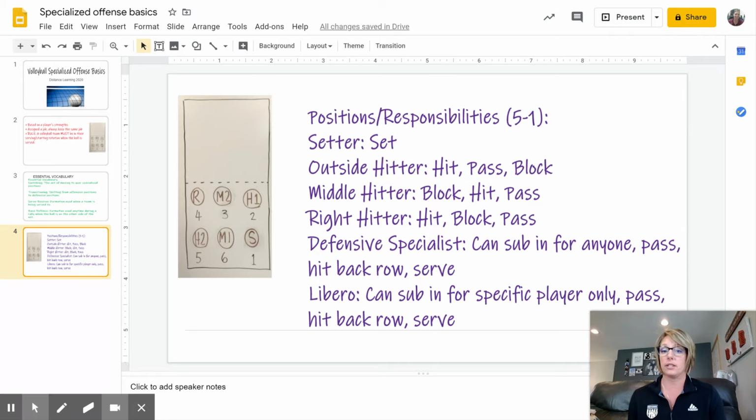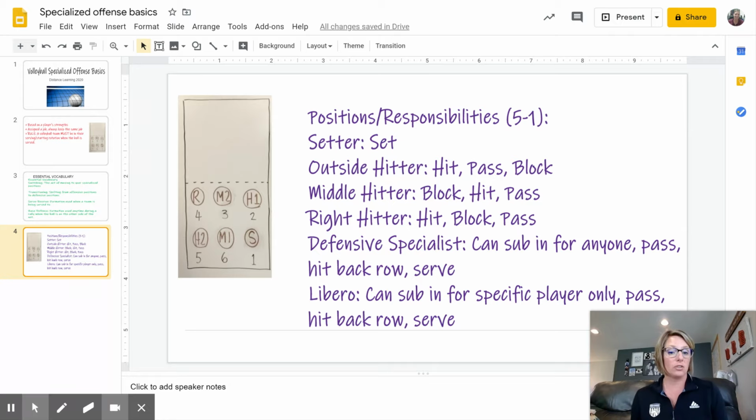Setters, that's what they do. Outside hitters, you're going to be hitters primarily. You'll pass. A lot of times in the serve receive, that will be a job you will do. You will also be blockers. Middle hitters, your primary responsibility is always to block. Then you're a hitter, and you may also be a passer every now and then as well. Typically, that's not done quite as often as blocking and hitting. Right side hitters, hitting, blocking, passing, a lot like the outsides.